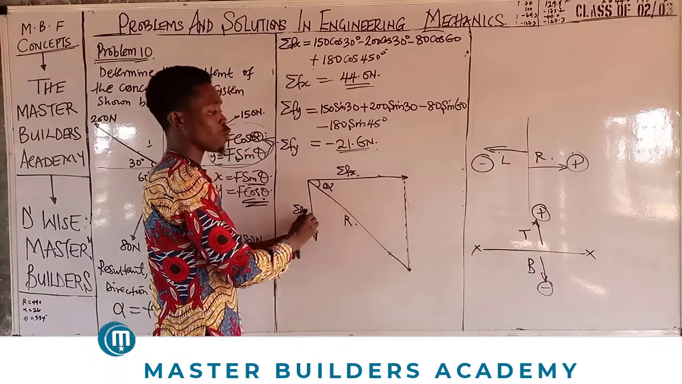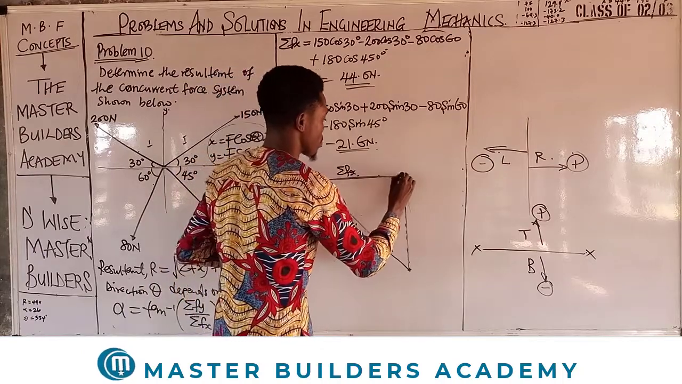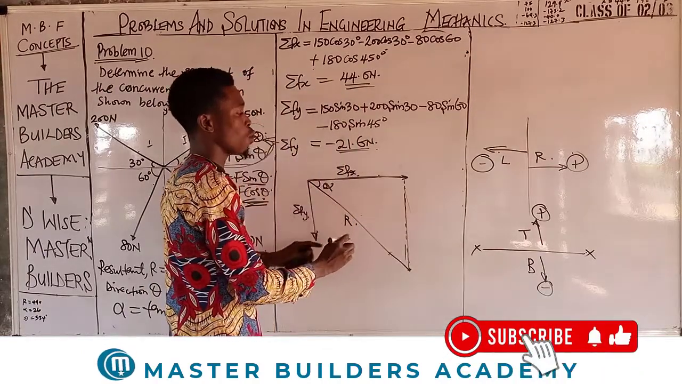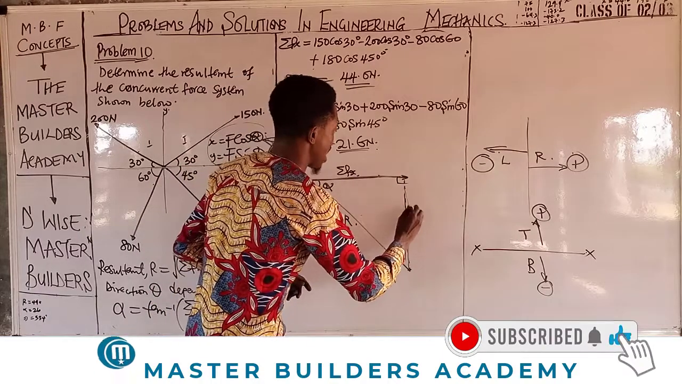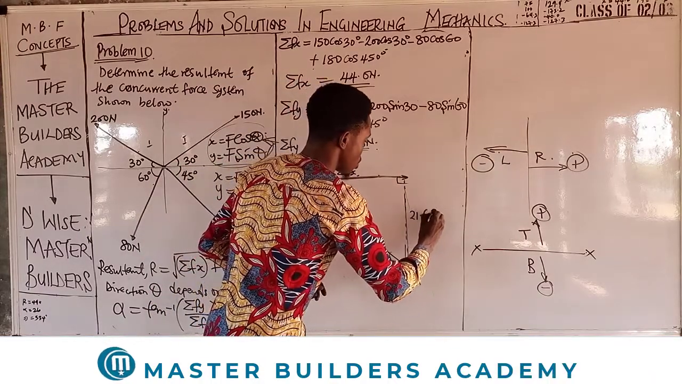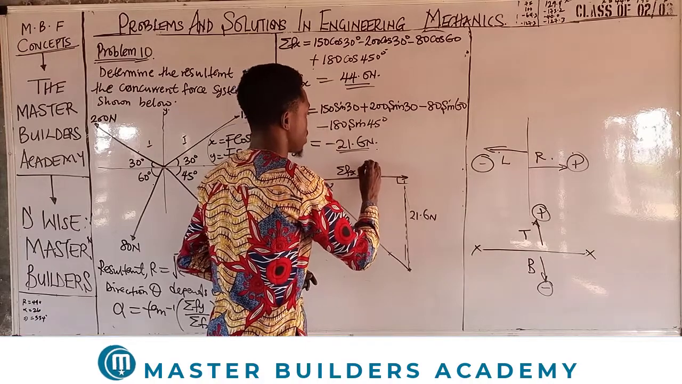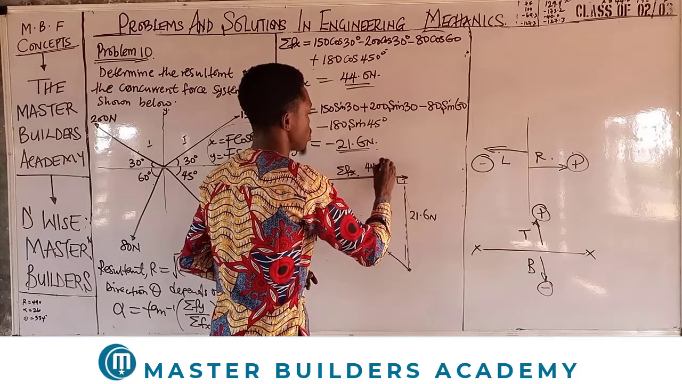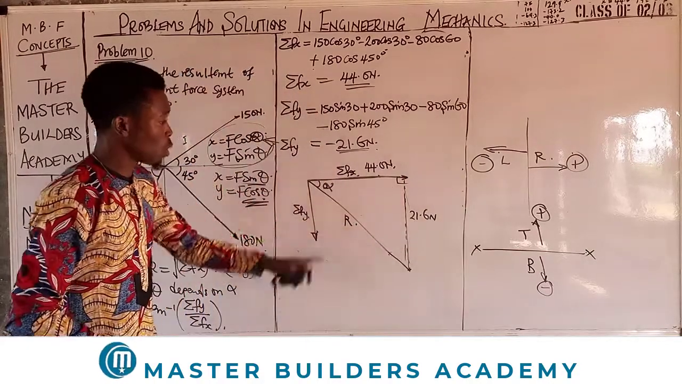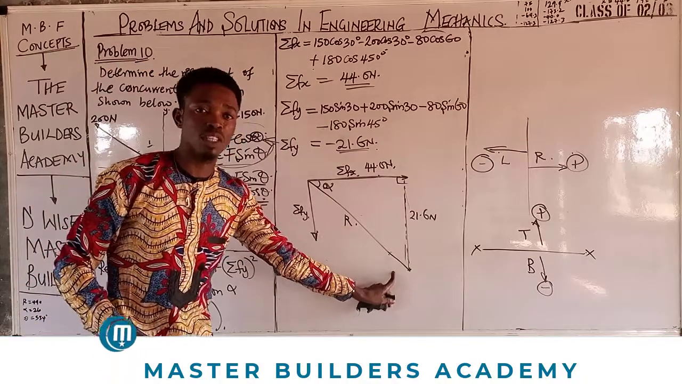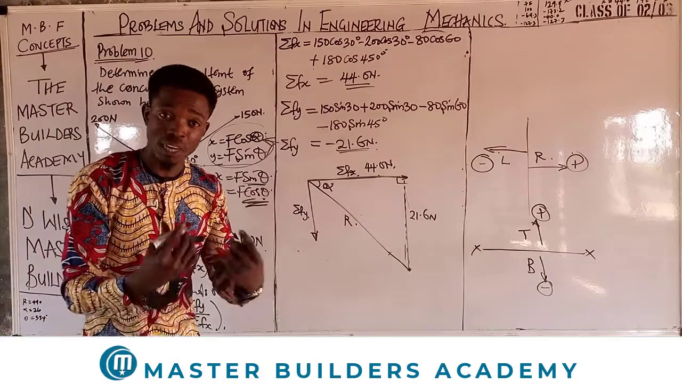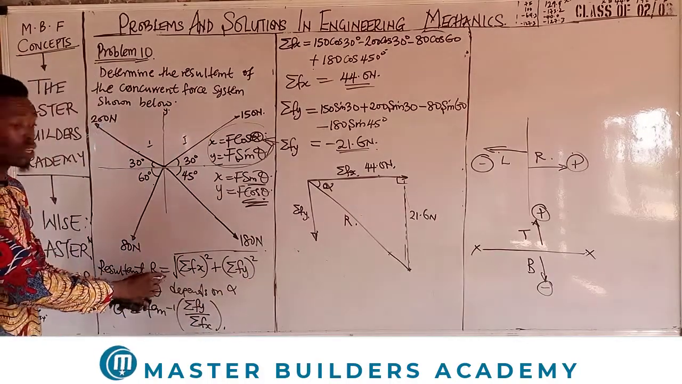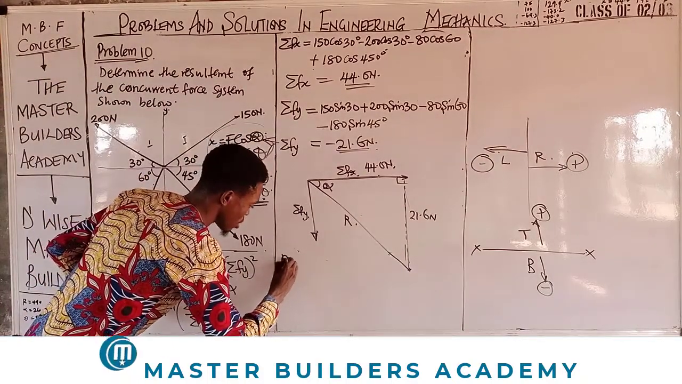So the value we have for y, remember that here is angle 90 perpendicular. The value for y is 21.6 Newton, while the value for x is 44.0 Newton. So we have the value. Now what do we do? When you are finding the hypotenuse when opposite and adjacent are known, you use Pythagoras theorem, and that's exactly what we have here.